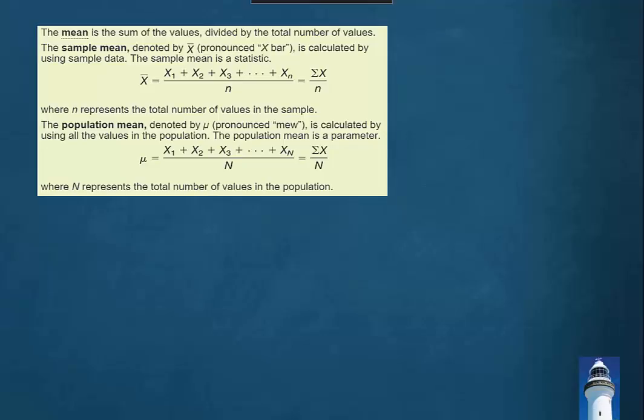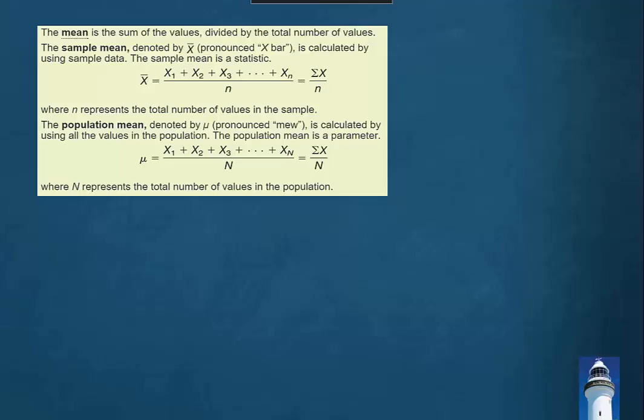The mean is the sum of the values divided by the total number of values. The sample mean, denoted by x bar, is calculated by using sample data. The sample mean is a statistic. And we see the formula here.